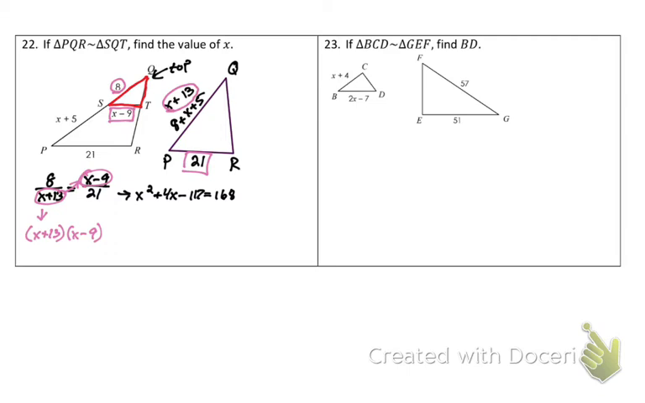Now, in order to solve something that's x squared, you have to have a 0 on the other side. So we're going to go ahead and subtract 168 from both sides. That will give me x squared plus 4x, and then we'll have a bigger minus. We'll have minus 285.